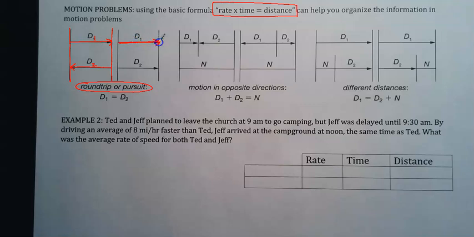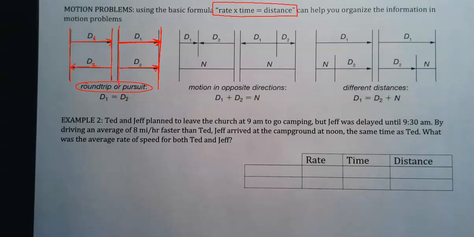But if I leave and maybe go to church, because my husband and I go to the same place. If I leave and go to church because I have to be there early to help do something on Sunday morning, and then my husband leaves the house 30 minutes later and comes to church. That's a pursuit problem, but we've traveled the same distance. We left from the same place and we went to the same place. So in this case, distance 1 is equal to distance 2, and we can solve it like that, or it's going to help us think about it.